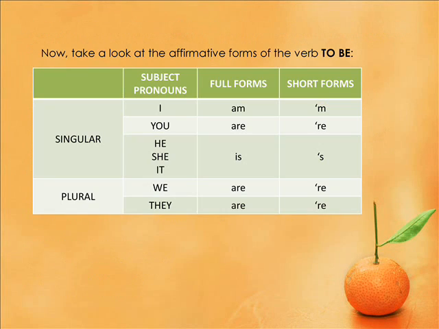Now take a look at the affirmative forms of the verb to be, singular and plural. Singular: I am or I'm, you are or you're, he is or he's, she is or she's, it is or it's, and plural: we are or we're, they are or they're.